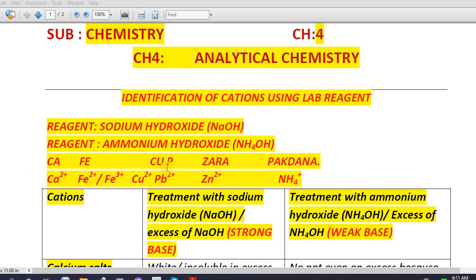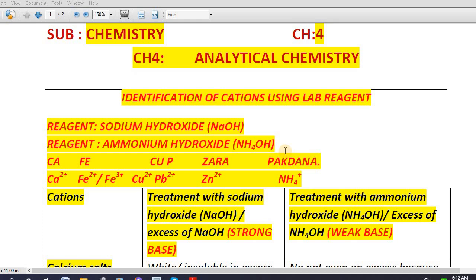Ka, Phi, Kap, Jara, Pakadana. What is the meaning in this? Ka means calcium. Phi means ferrous and ferric. Kap means Cu2+ and P means Pb2+. Jara, zinc. Pakadana, ammonium. So these are the ions we can relate with the mnemonic Ka, Phi, Kap, Jara, Pakadana. Please do remember this, so that we can remember all the ions, as a number of questions are asked from this topic in board exams.